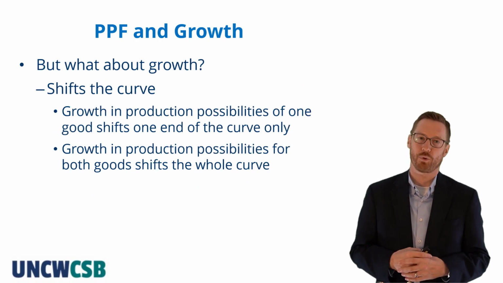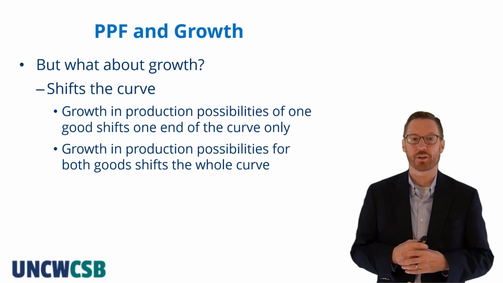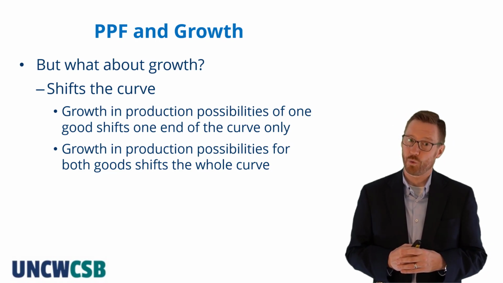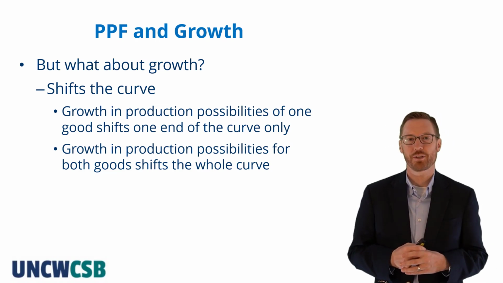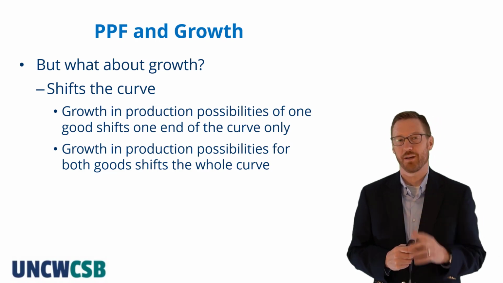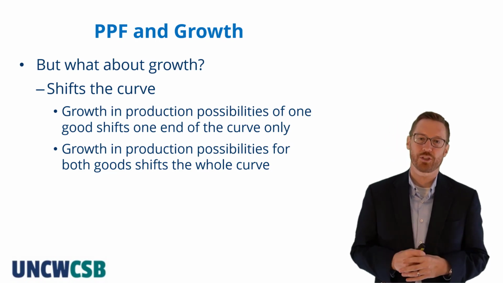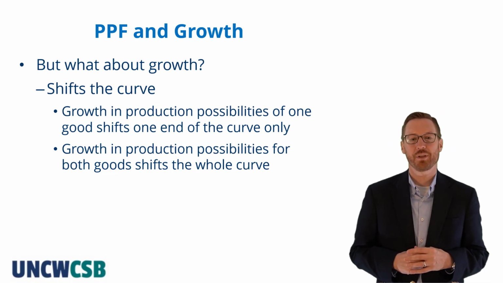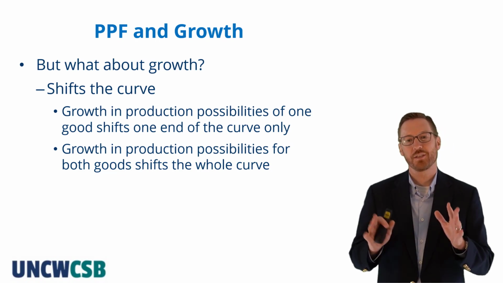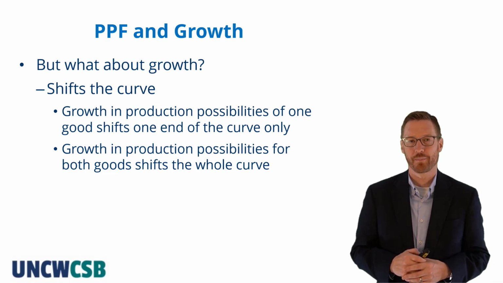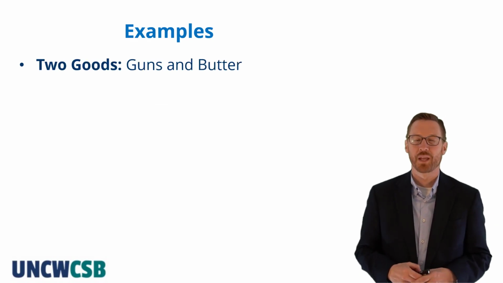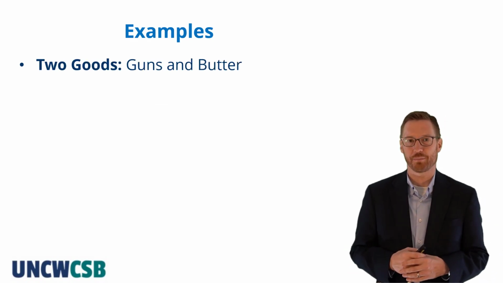But what about growth? Well, it's going to shift the curve, but is it going to shift the whole curve or just one end? So growth in production possibilities of one of the two goods is going to shift one end of the curve. Growth in production possibilities for both goods is going to shift the whole curve. And if this is starting to sound a little abstract, you're absolutely right. We need to just get in and work with it. So let's look at a couple of examples.